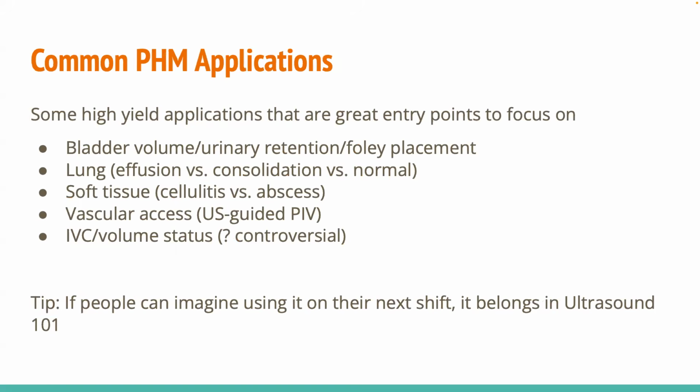So these are the high yield, easier applications that are pretty great entry points that I've used for nursing, for residents, and for my colleagues. So bladder volume, urinary retention, confirmation of Foley placement, lung. So understanding what normal lung anatomy is, lung effusion versus consolidation. Also, what are B lines? What does that mean? Doing soft tissue, so cellulitis versus abscess.